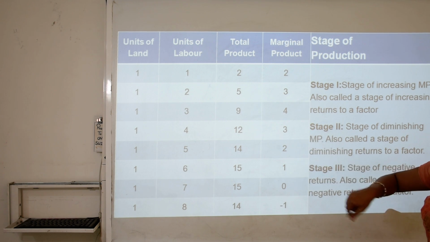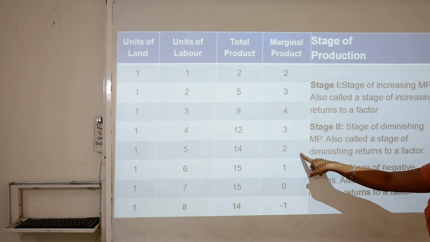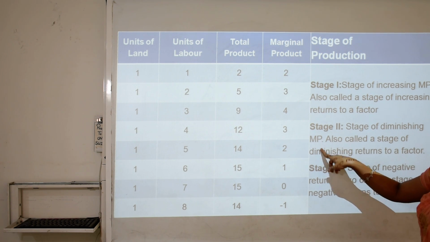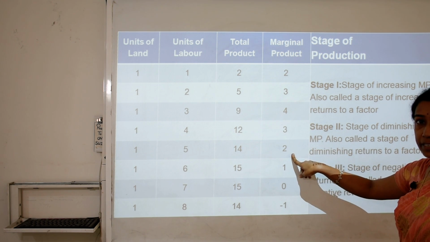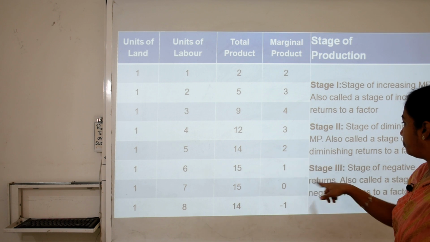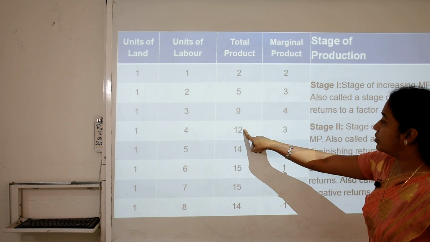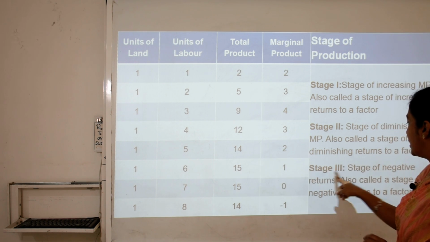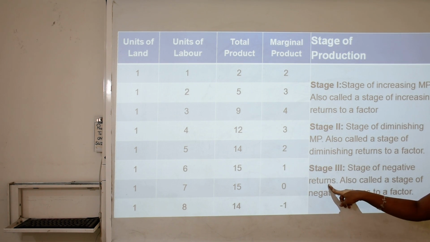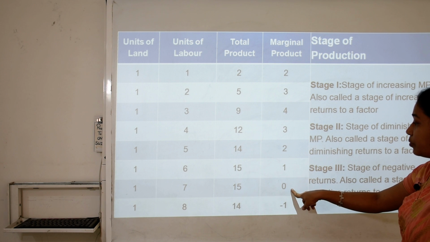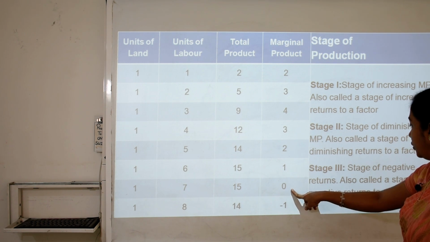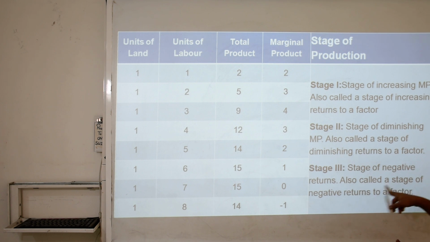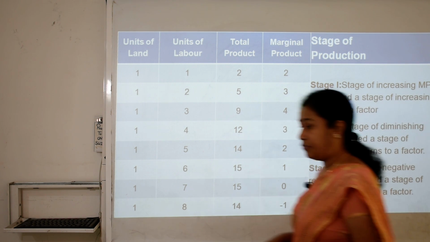Now stage 2, which you can see, consists of these 2 columns, where we see the stage of diminishing marginal product, that is, marginal product is diminishing or decreasing from 3 to 2. And we can observe total product still is increasing but at a decreasing rate. Then stage 3, that is the stage of negative returns. Here we can see marginal product is 0 now, and then after that it is -1, also called the stage of negative returns to a factor.